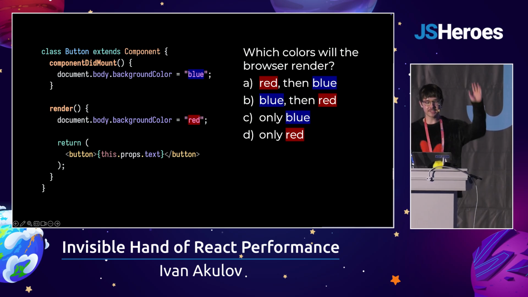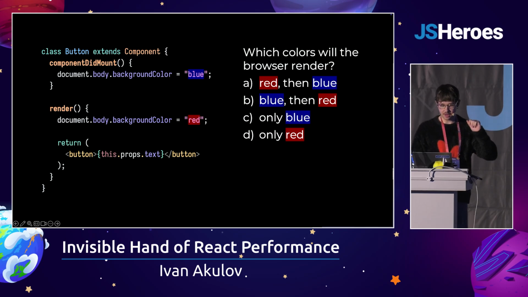OK, so who thinks it's A? A few hands, yeah. Who thinks it's B? A few other hands. Who thinks it's C? Also several hands. Who thinks it's D? OK, that's quite a lot of hands. So the right answer here is C.